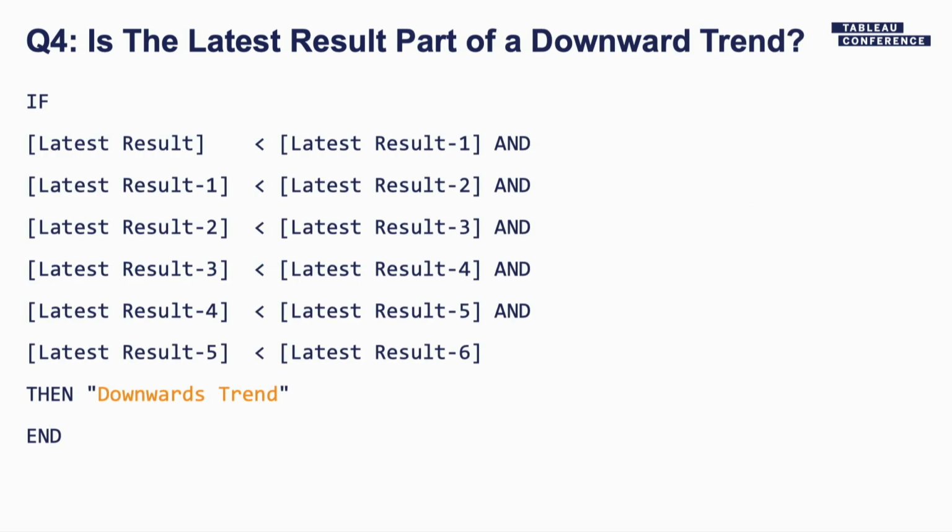Then one of the more significant signals that we want to find out is: is the latest result part of a downward trend? So do we see subsequent data points going in one direction, in this case going down, so the figure keeps getting smaller and smaller over time. And so in my particular case, 7 data points was enough to call significant.